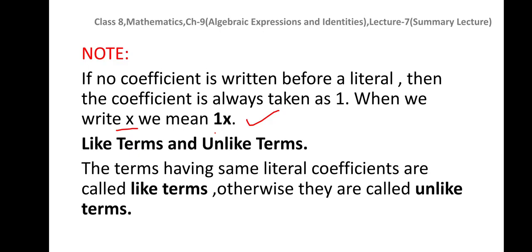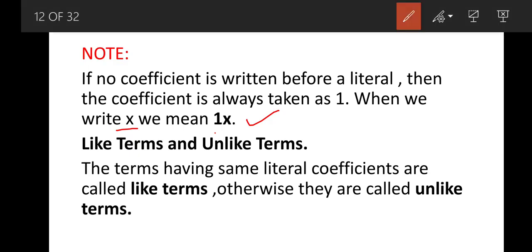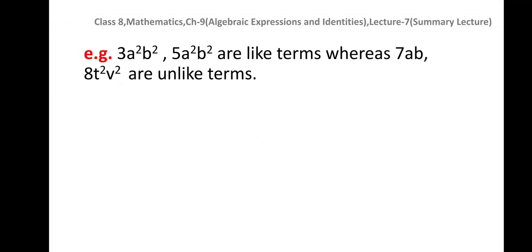The terms having same literal coefficients. We have understood how to find the literal coefficients. So now like terms, these are very easy to understand. The terms having same literal coefficients are like terms. Otherwise they are called unlike terms. Simple as this. Let us see with the help of an example.